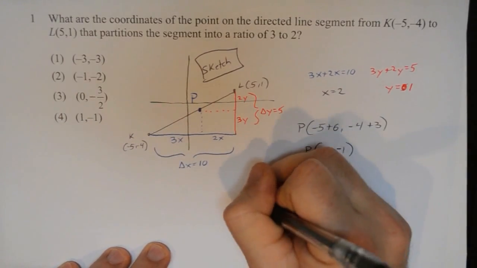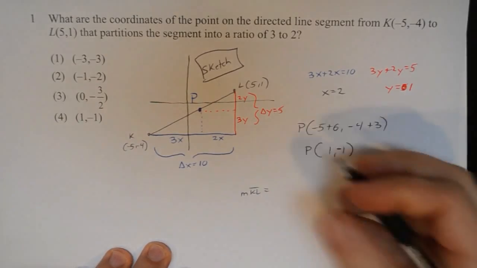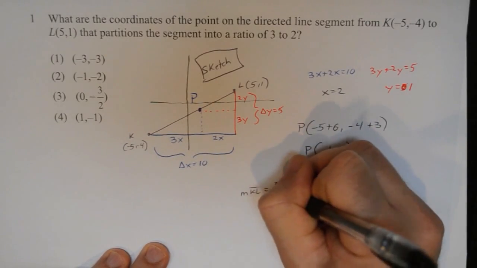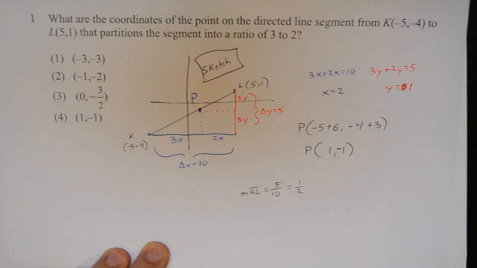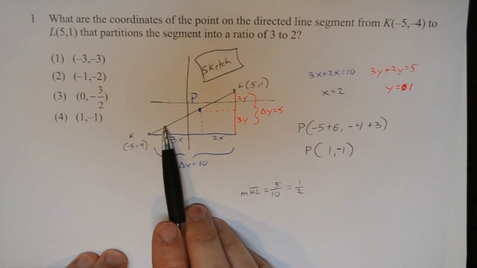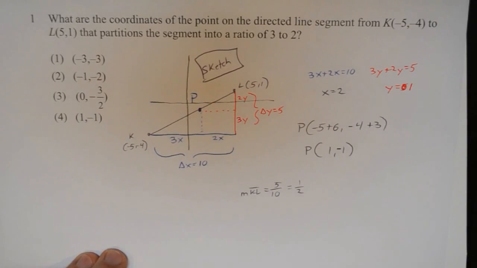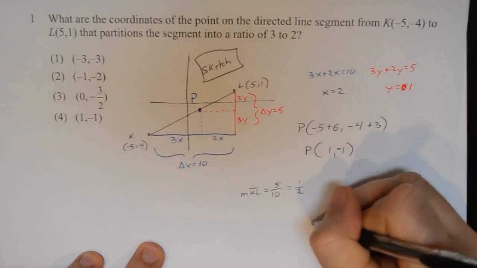KL. Notice that the slope of KL is delta y over delta x, 5 over 10, which is to say 1/2, right? So that means if I start at point K and I go up 1 over 2, up 1 over 2, up 1 over 2, etc., I'll eventually get to L. So think about how many times that has to happen.